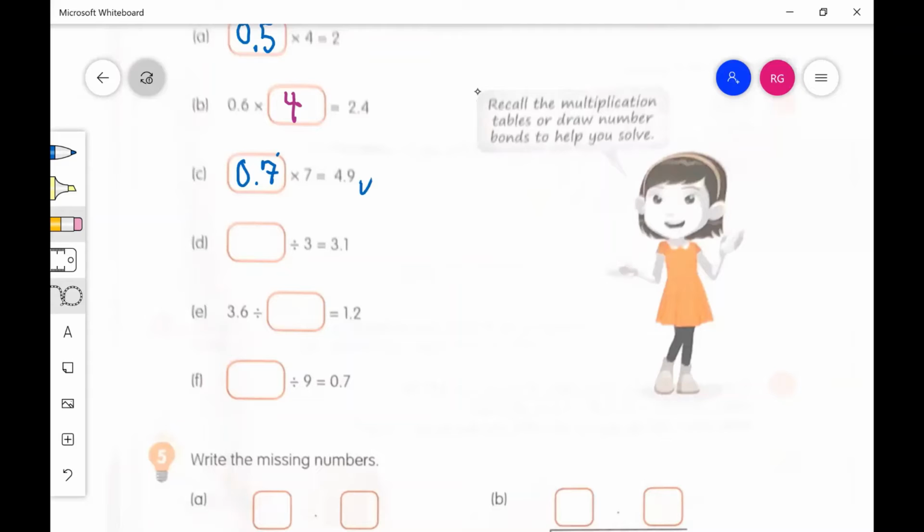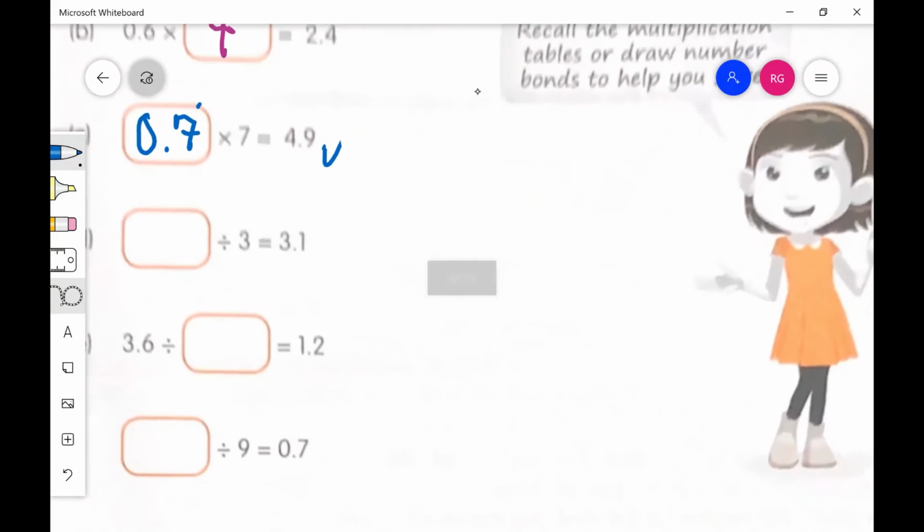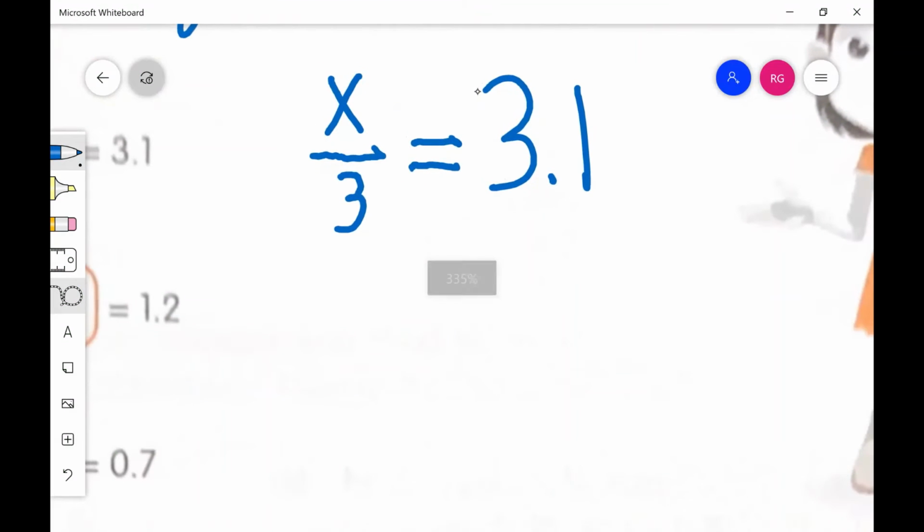And D, well, let's see here for D. Anyone have any ideas, or should we just set this up as an algebra problem real quick? Let's just set it up first, just because it's a little bit trickier. And this one I like to write, instead of divided by 3, x over 3. I'm calling this x here, okay? And I set this equal to 3.1. And how would I solve for the unknown variable x? What do I need to do to both sides to get x?